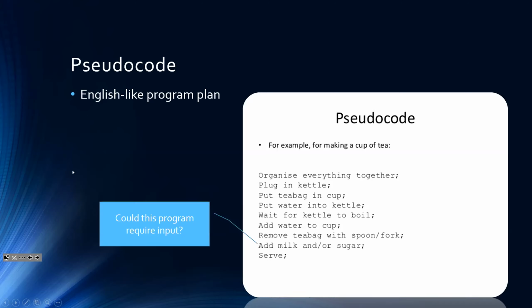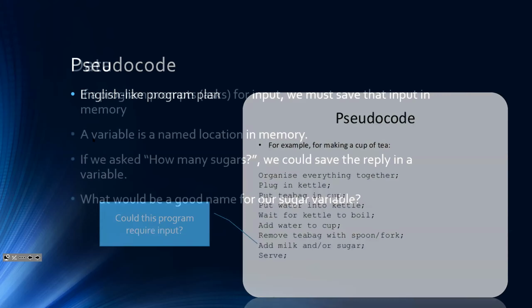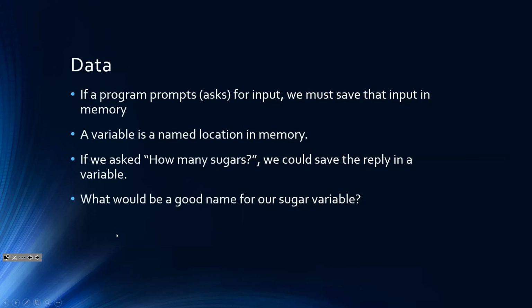Now, this program could actually be changed really easily to ask for input, right? Because we could ask the user, do you want milk? Do you want sugar? Those would be valid questions, okay? So if we're asking for input like that, we're asking for data. We want to know what the answer is to that question. Whenever we receive data like that, we need to save that input somehow in memory for our program to use. So we're going to use a variable.